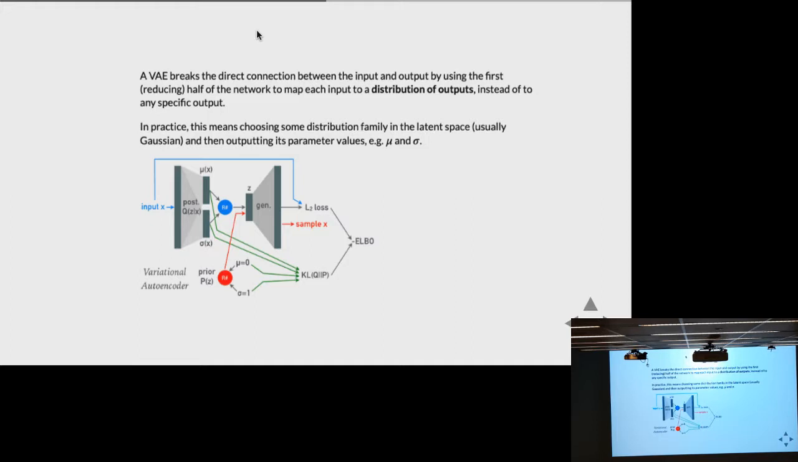So what does that distribution represent? That's what I'm going to explain. But the reason it's labeled here is because what that distribution really is, is the posterior in the latent space.